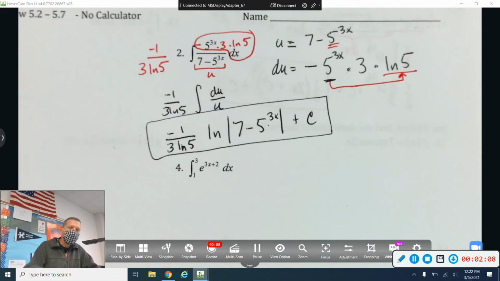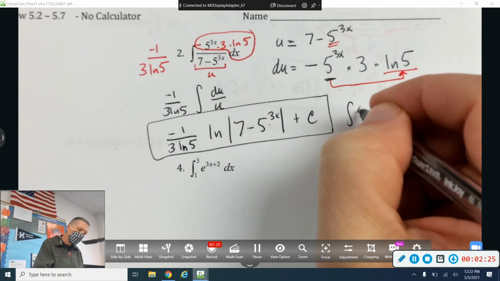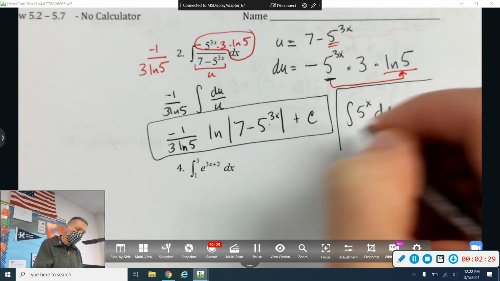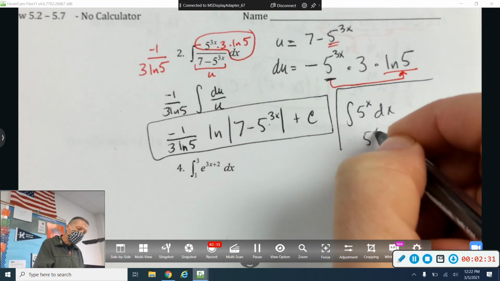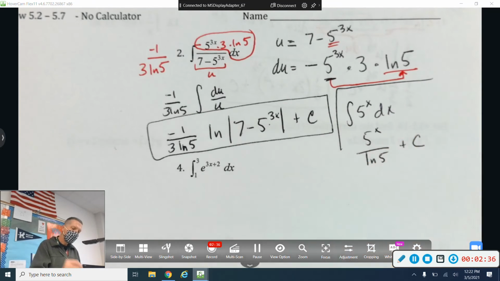So that was a little extra piece. The derivative of e to the x is e to the x. The derivative of 5 to the x is 5 to the x times natural log 5. Which means that if you're integrating, instead of multiplying, you'd go backwards. So the integral of 5 to the x dx, this would be a completely separate problem. It would be 5 to the x divided by natural log 5 plus c.